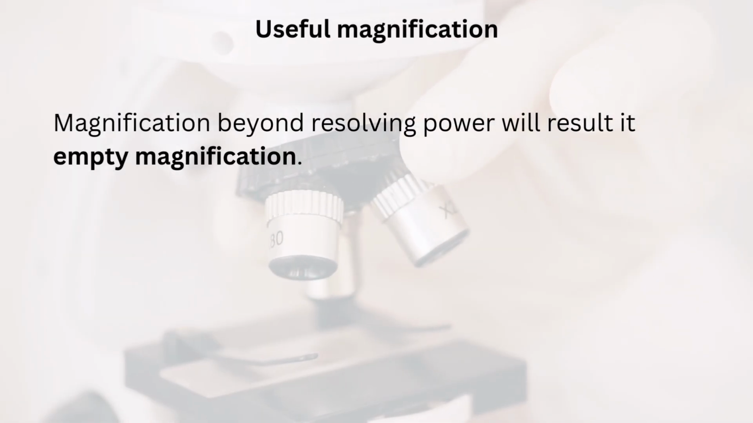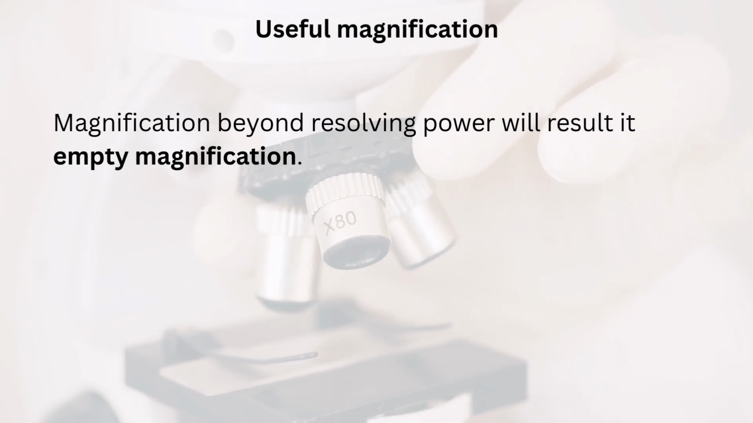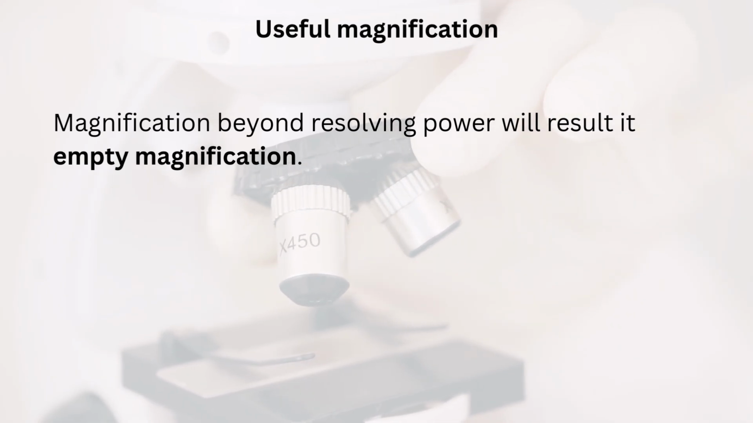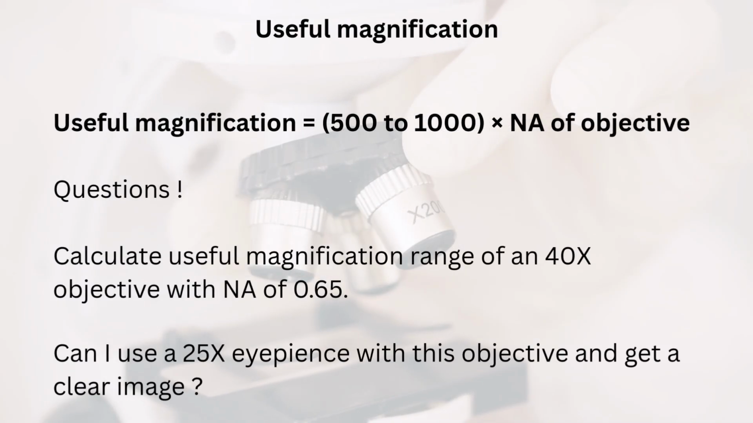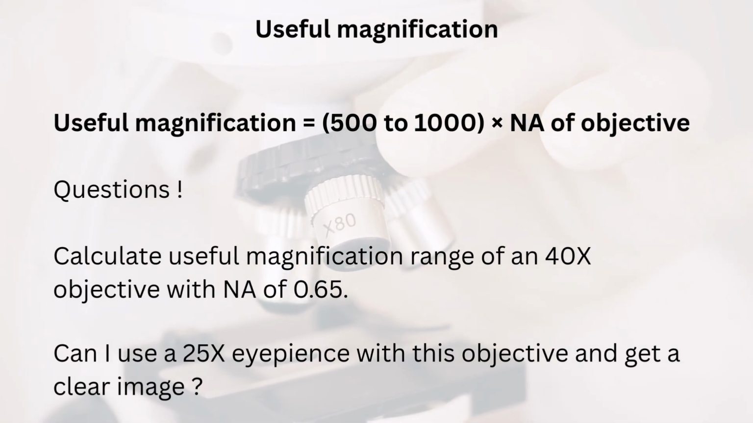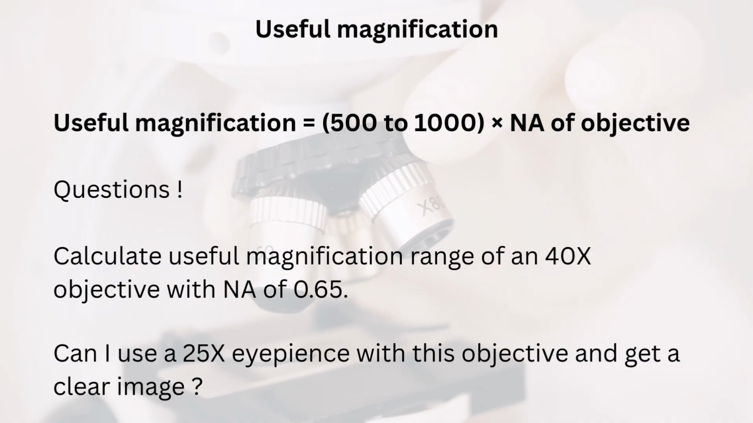More magnification isn't always better. Once you exceed the resolving power of a microscope, you get what's called empty magnification, where the image gets bigger but not clearer. There's a simple rule to know what range is actually useful. Useful magnification is between 500 to 1000 times the NA of your objective.